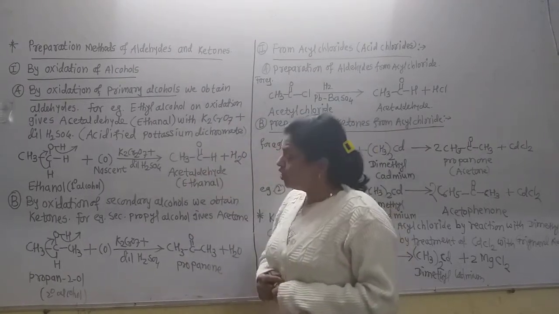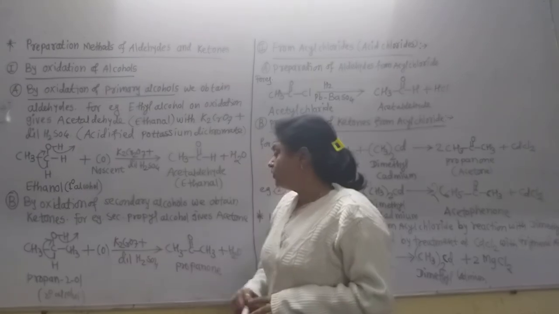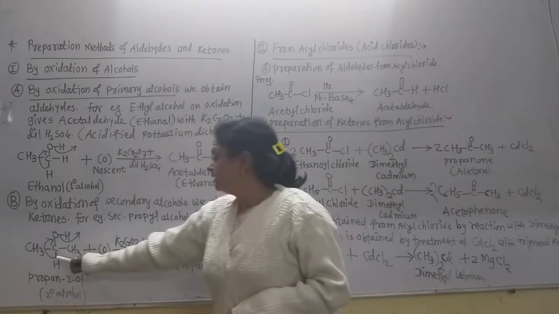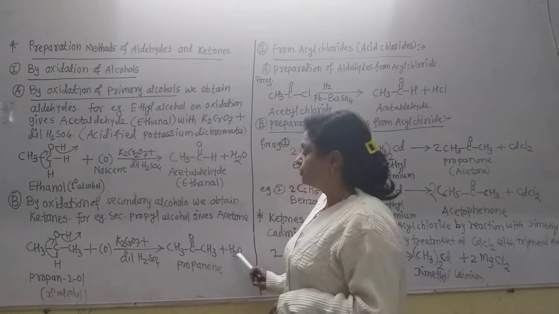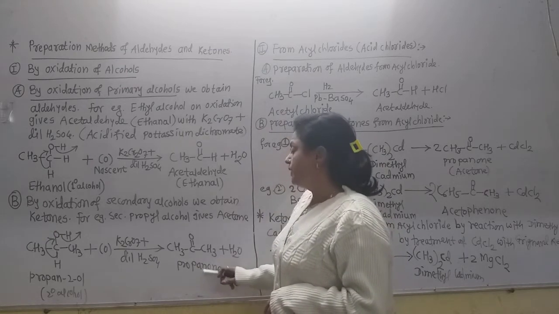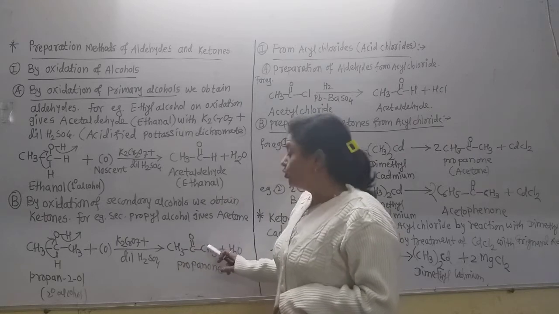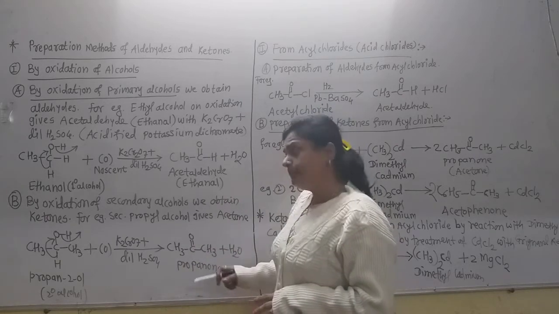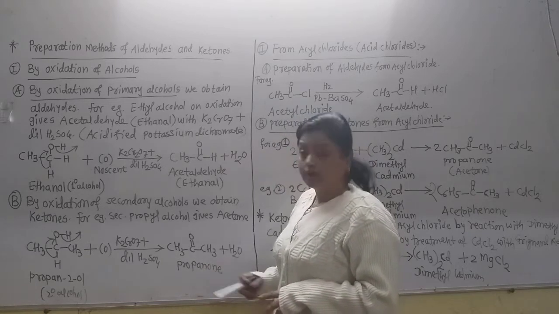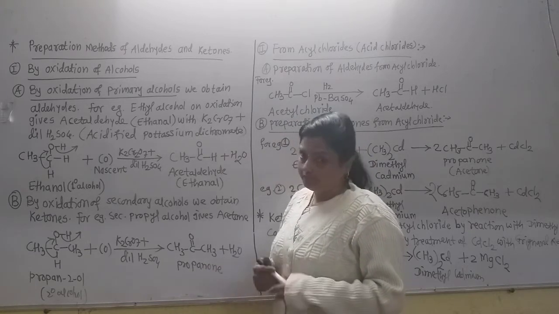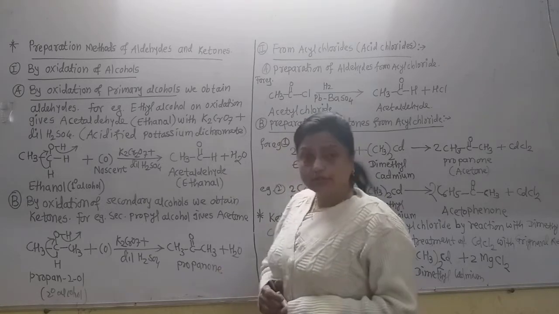So it also, on oxidation with acidified potassium dichromate with nascent oxygen, gives propanone. In this way there is the mechanism: these two hydrogen atoms and this oxygen form the water molecule, and here is propanone. That is also called acetone or dimethyl ketone, but propanone is the IUPAC name. Similarly, in the examination they may ask, how will you prepare propanone from propan-2-ol? Then write down this reaction for that.